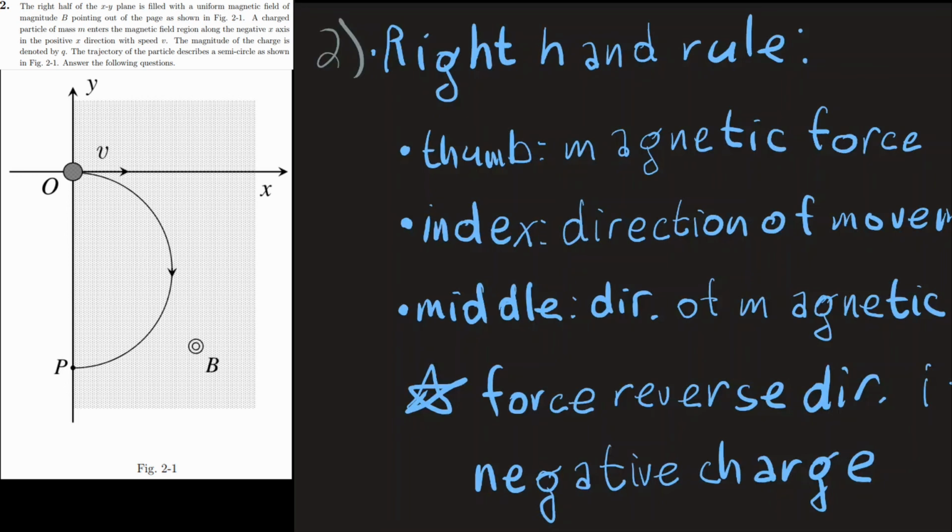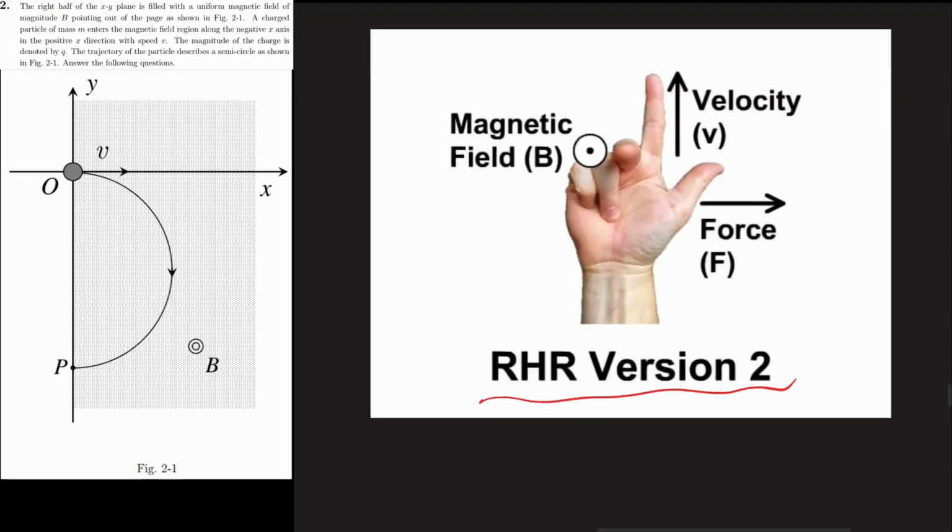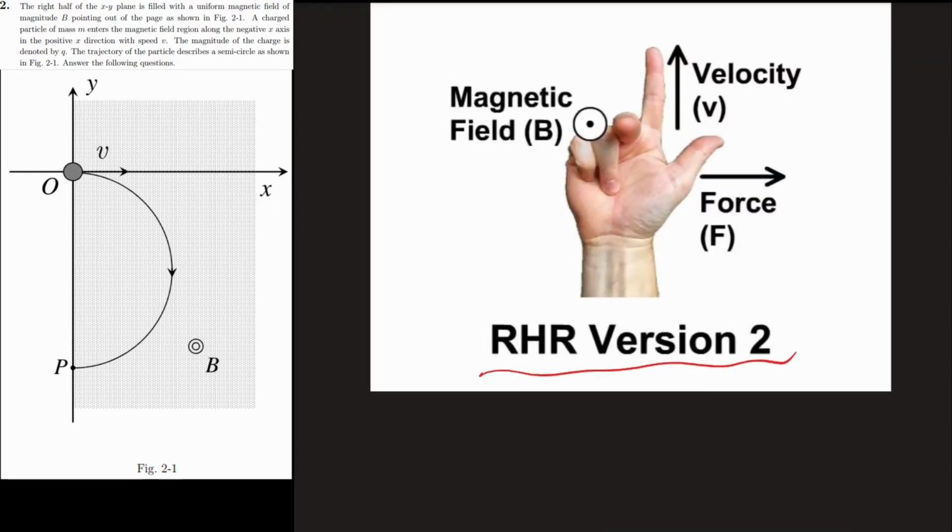The first thing you need to know is the right-hand rule for finding the magnetic force of a charge inside a magnetic field. So here's a picture to show how the right-hand rule works. And note that this is not the only way to do it. You can even see this picture says version 2. So there are other ways, but this is the one that I use. So basically you hold your right hand out in front of you with your palm facing towards you. Then you stick your thumb out to the right, your index finger points up, and your middle finger points towards you. And those correspond to the magnetic force, the velocity of the charge, and the magnetic field, respectively.